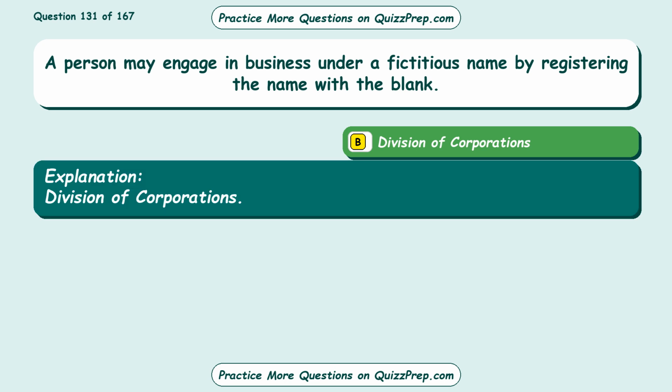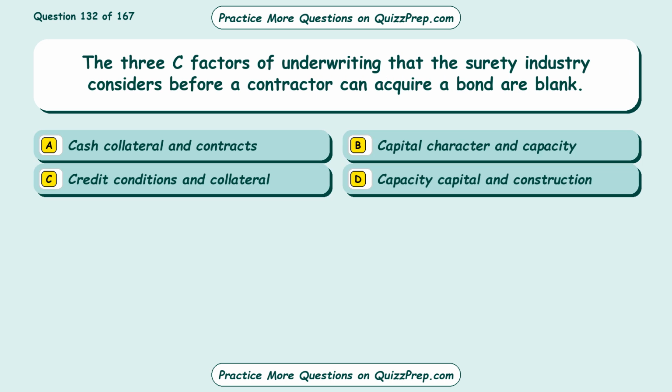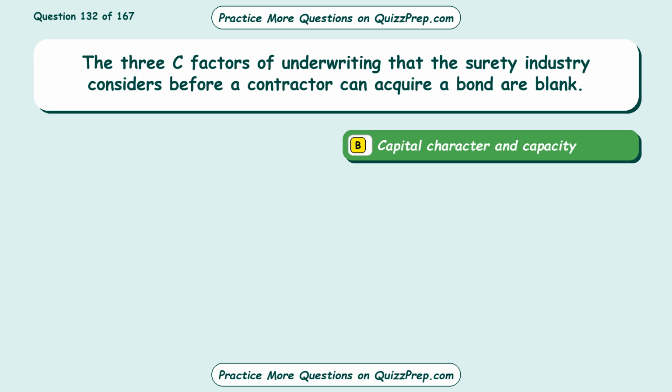Division of Corporations. Question 132. The 3 C factors of underwriting that the surety industry considers before a contractor can acquire a bond are blank. Option A, cash collateral and contracts. Option B, capital character and capacity. Option C, credit conditions and collateral. Option D, capacity capital and construction. The correct answer is option B, capital character and capacity.